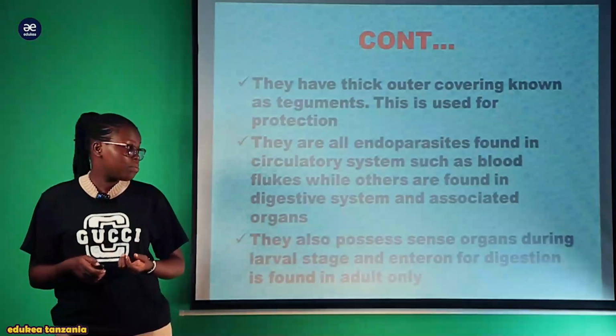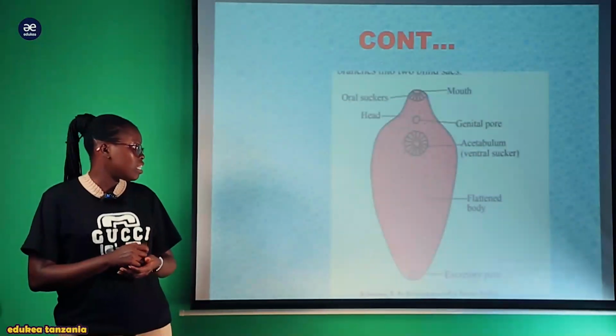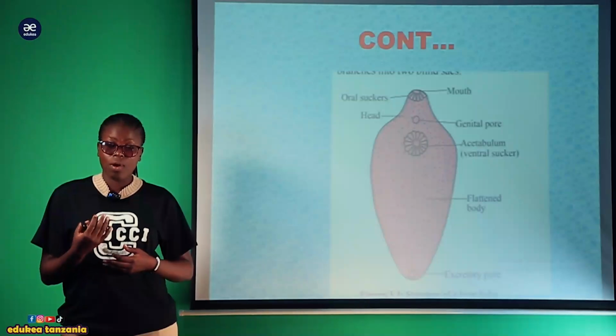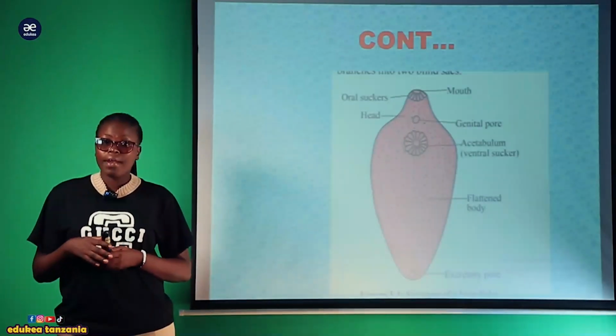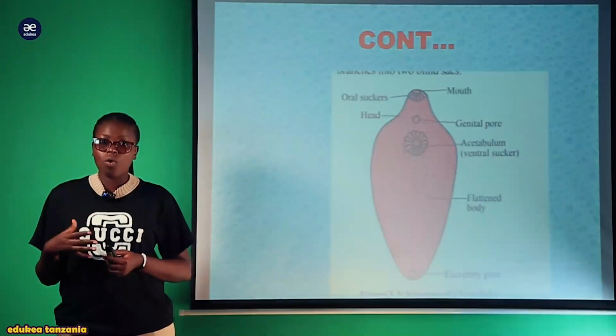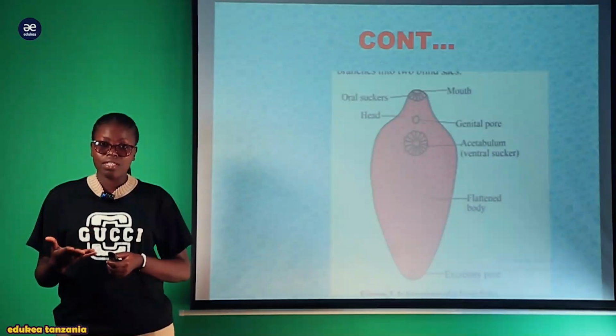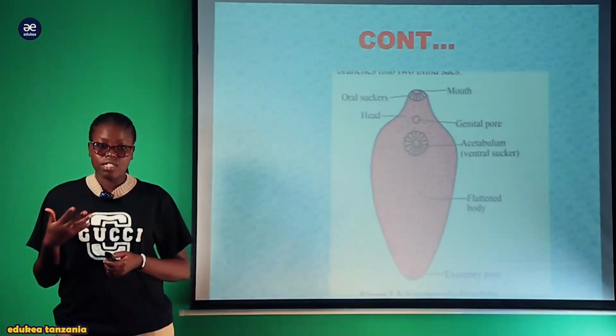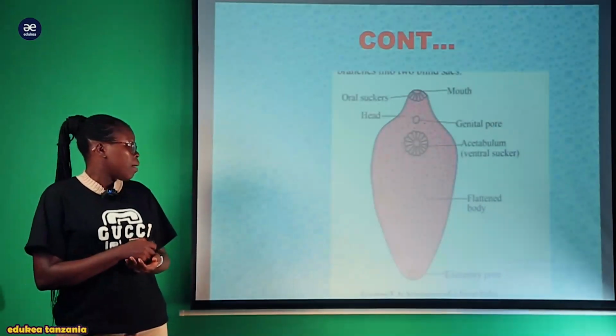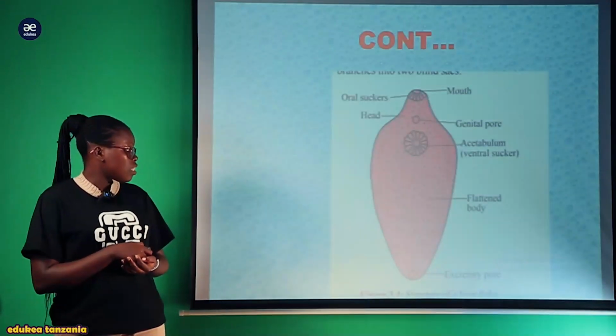So meaning this organism, they tend to perform digestion, lakini digestion yao ni incomplete digestion. Why? Kwa sababu wanakuwa na only one opening, wanakuwa na only one mouth, hawana anus. So meaning that they have incomplete digestive system. Hapa ni structure ya liver flax as you see here.